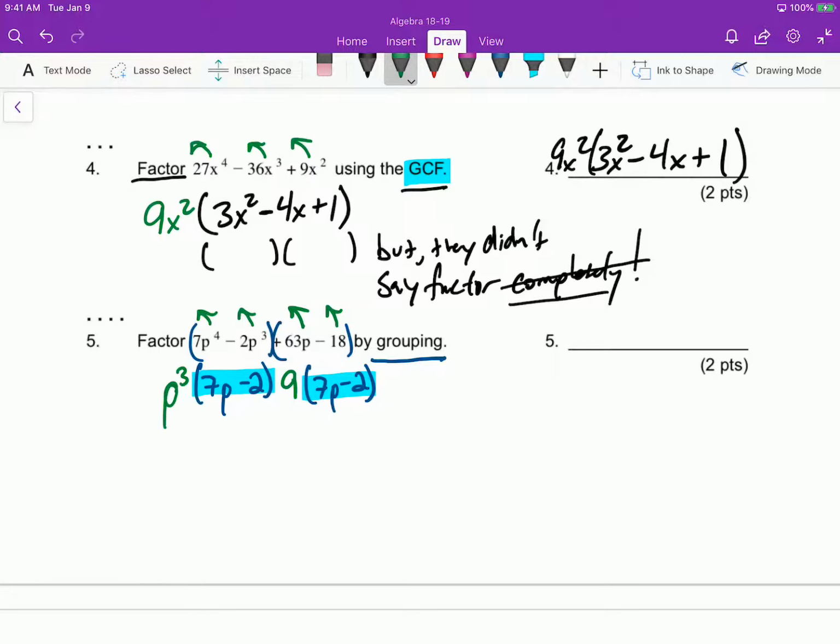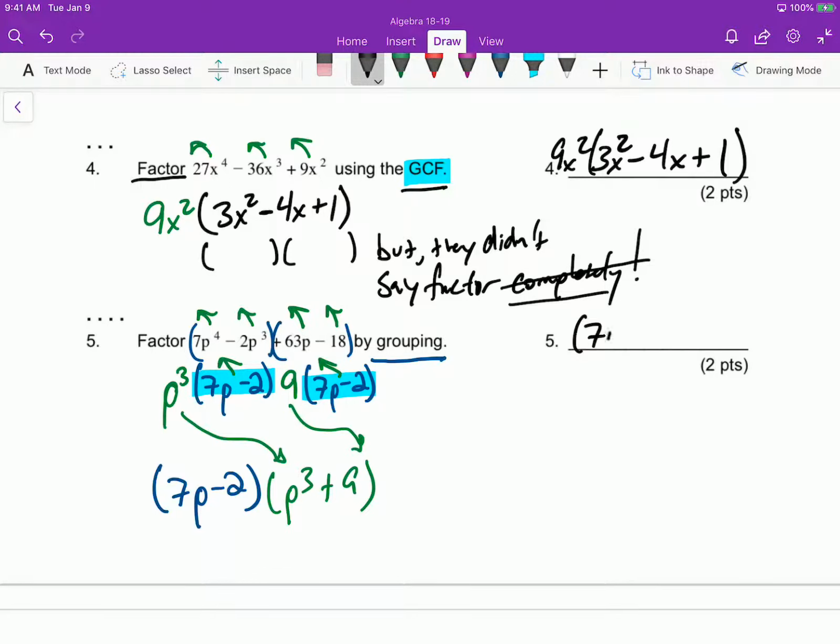So now what's crazy is we can take that whole blue group out, write it right here in its own parentheses, 7p minus 2. And then in green, we have just these 2 left over, right? If we were to take those groups out, it would be like they disappeared, and literally all that would be left is the p cubed and the 9. All right, so the p cubed and the positive 9 get their own parentheses like this. All right, so just make sure I write my answer in the line here.